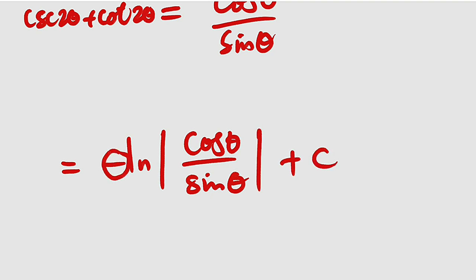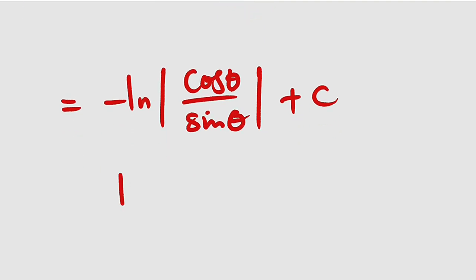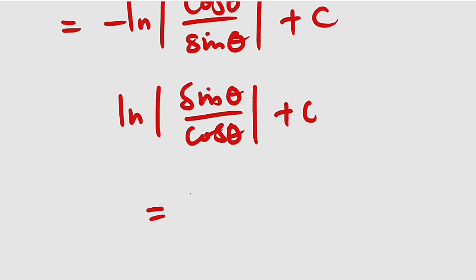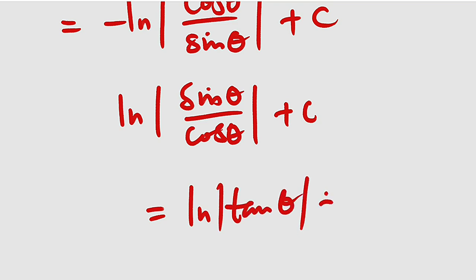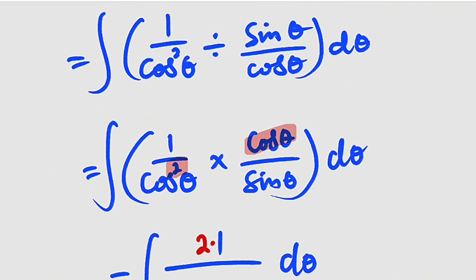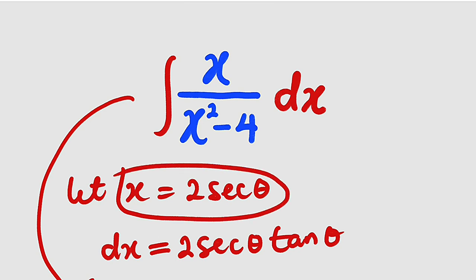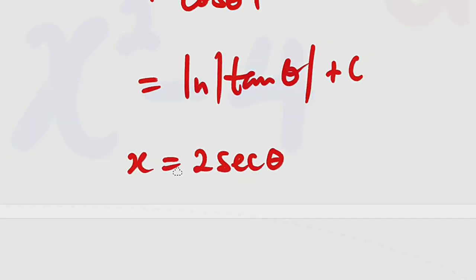And if you want to get rid of this negative sign, you can take the reciprocal of this, right? So we have natural log of the absolute value of sine theta divided by cos theta plus c. And sine theta divided by cos theta is nothing but tangent theta. This is tangent theta plus c. And lastly, we want to find tangent theta in terms of x. Remember what we have started with? We have let x be equal to 2 secant theta. So remember, this is what we have.